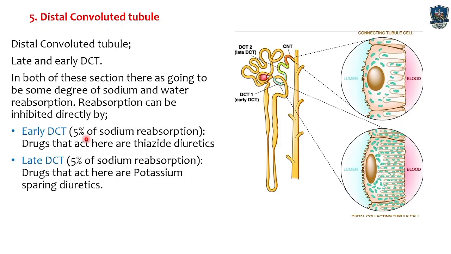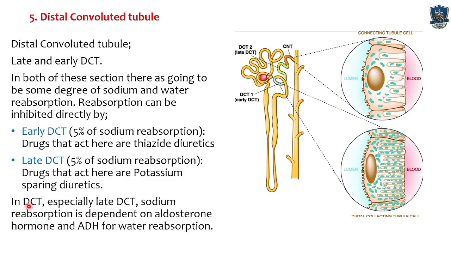Remember, 65% of sodium reabsorption happens in the PCT, the proximal convoluted tubule. 25% of sodium reabsorption happens in the ascending limb of Henle. The remaining 10% happens in the distal convoluted tubule, whereby you have 5% happening in the early DCT and 5% happening in the late DCT. We are going to look at how the sodium reabsorption happens in the early DCT, and also how it happens in the late DCT.